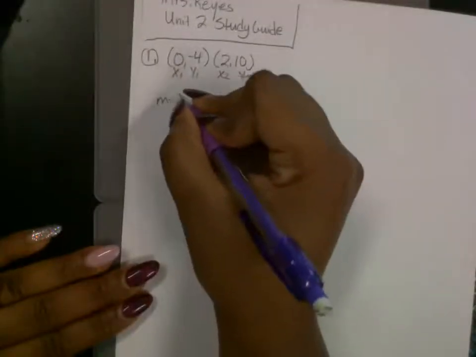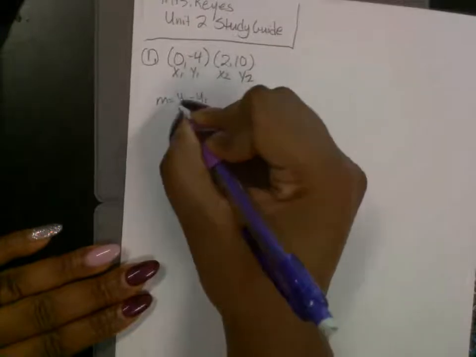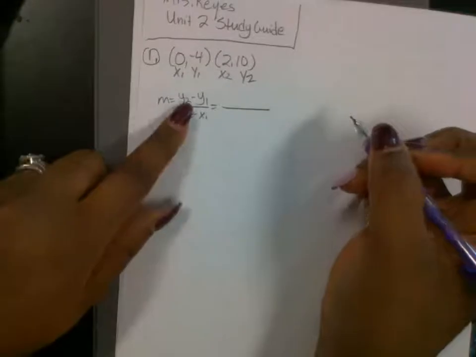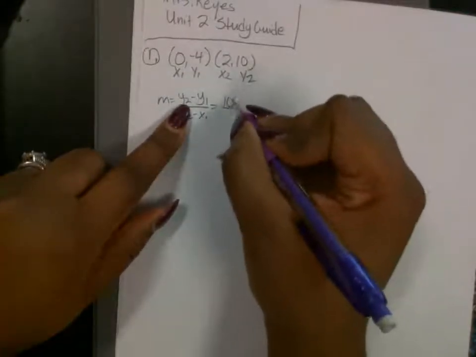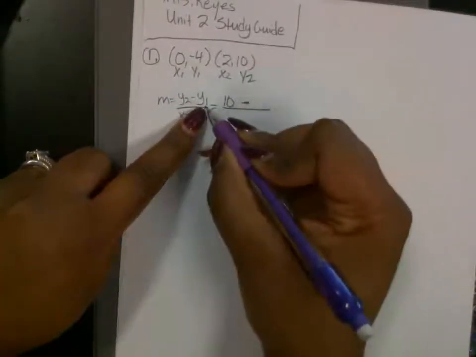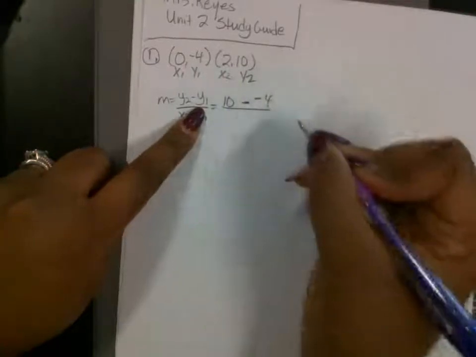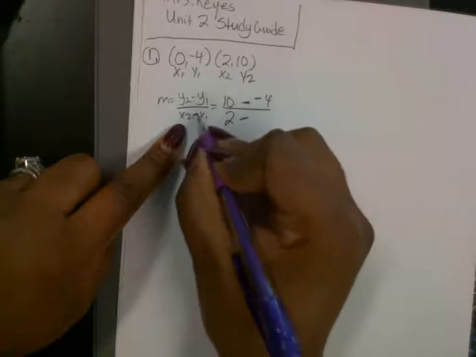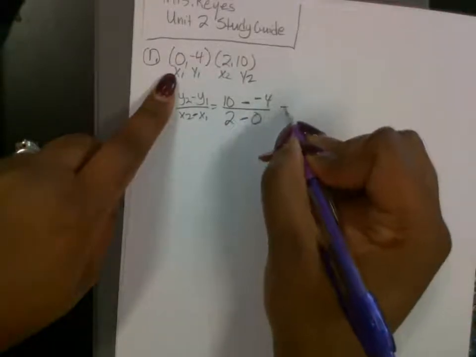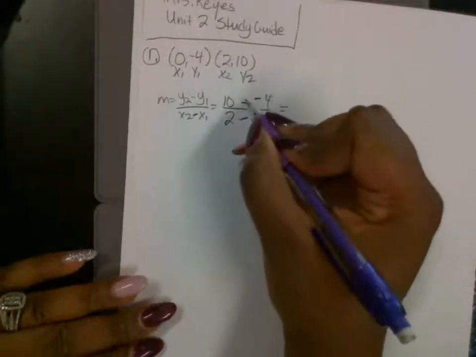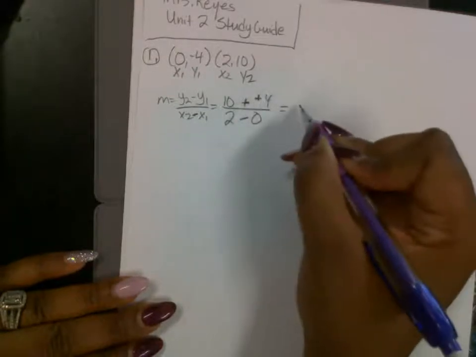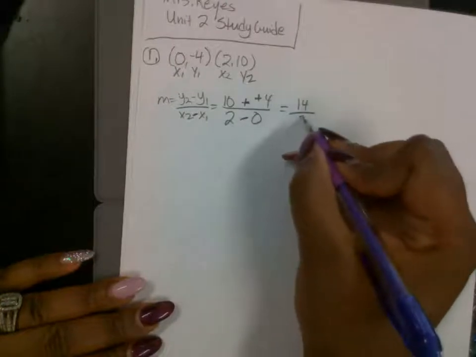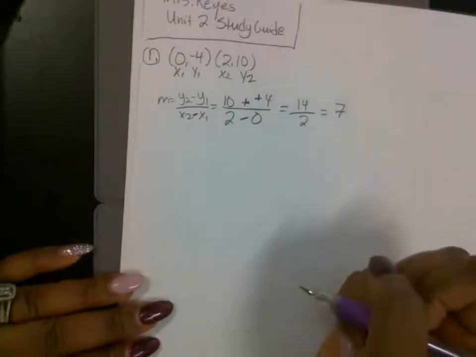All right, so we got y2 minus y1 over x2 minus x1. So let's substitute the values in. Y2 is 10, minus is a part of the formula. Y1 is negative 4. On the bottom, x2 is 2, minus is a part of the formula, x1 is 0. So on the top, minus a negative is the same as saying plus a positive, and that gives us 14. On the bottom, this gives us 2. So it's going up by 7.